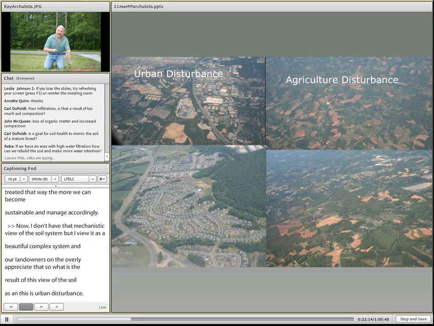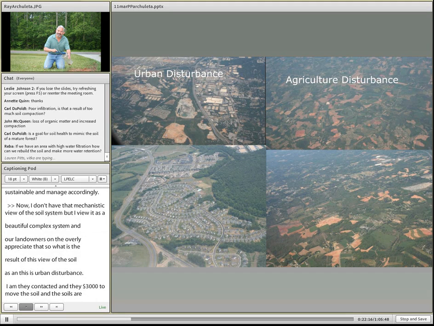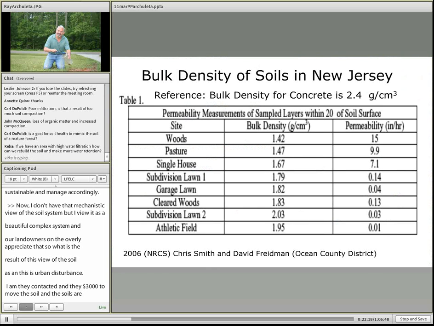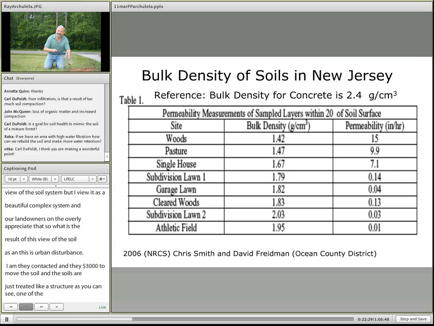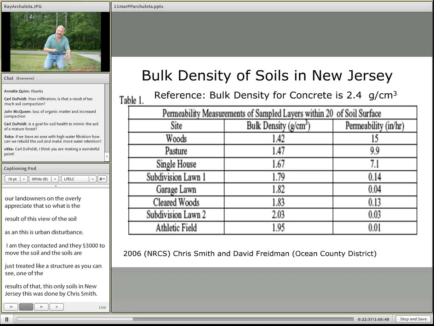Look at the agriculture disturbance, as you can see. And what are the results of that? This was a study that was done in 2006. I want you to notice the bulk density of soils in New Jersey. This was done by Chris Smith, retired soil scientist, and David Freeman. Bulk density, for some of you who are not soil scientists, is the measurement of the pore spaces.